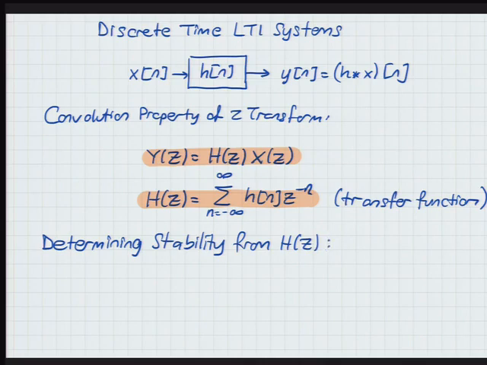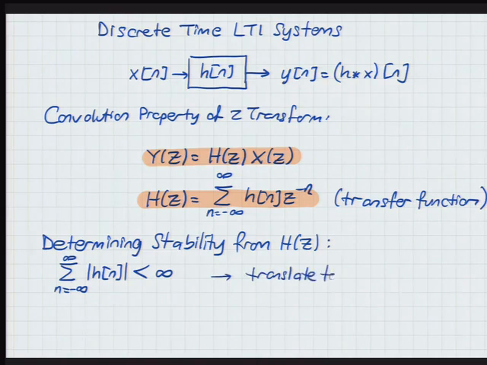All right, so how do I determine stability if I give you h of n, the impulse response? What's the test? So the absolute summability property, right? That's the necessary and sufficient condition for stability based on the impulse response. We need to translate this to a property of h of z.